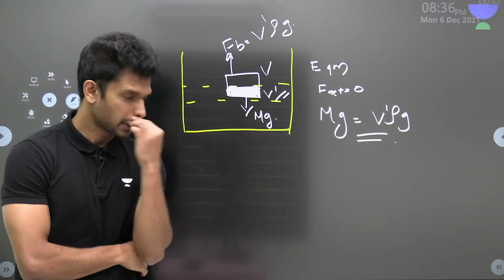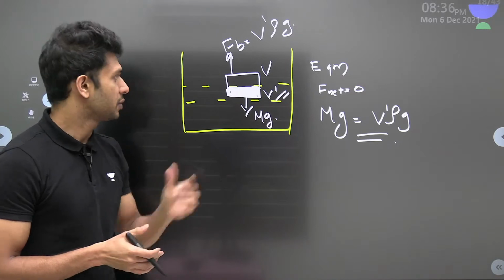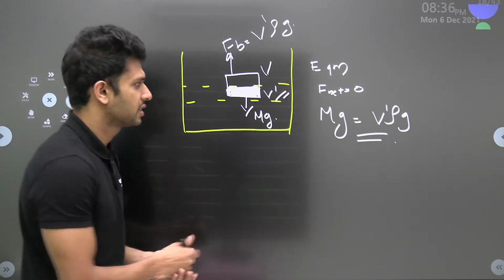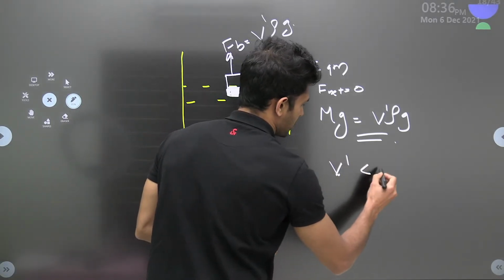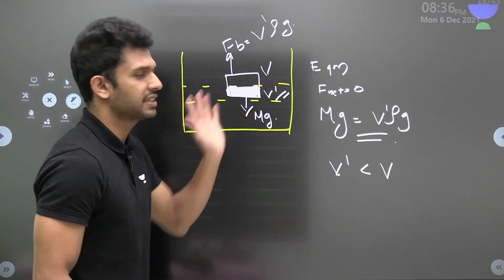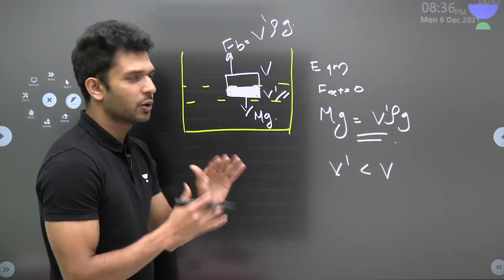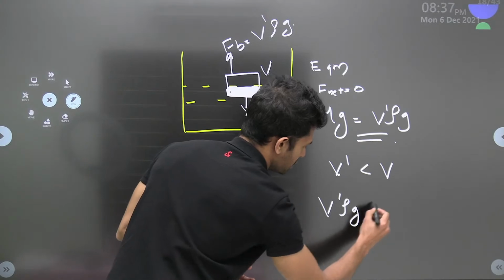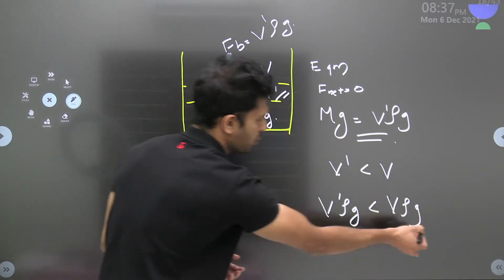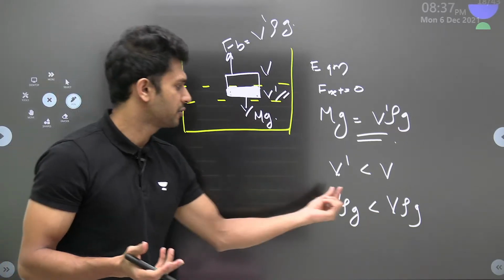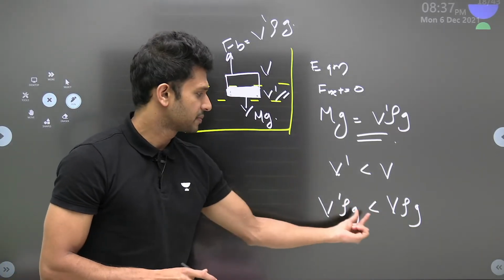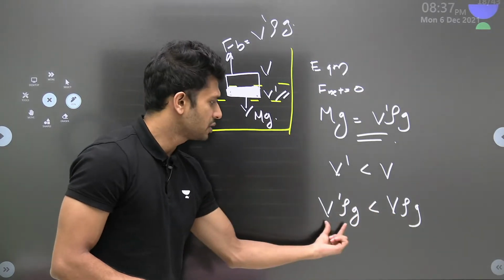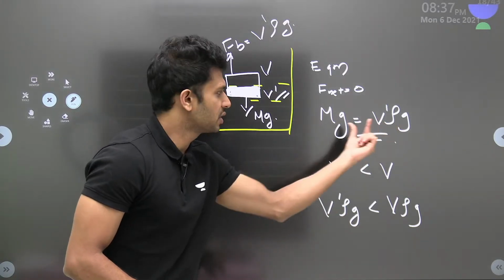How many of you know why it is not completely getting submerged, just like the previous case? Why is it only partially submerged? Look, it's very simple. V dash is less than V. V dash is a small portion of the volume, V is the total volume. Now, V dash rho g is less than V rho g. On both sides I have multiplied by rho g, which doesn't make a difference to our operation. What is V dash rho g equal to? V dash rho g is equal to mg.